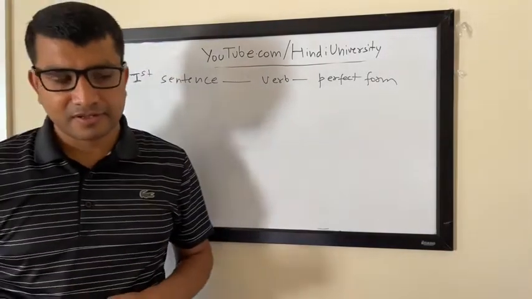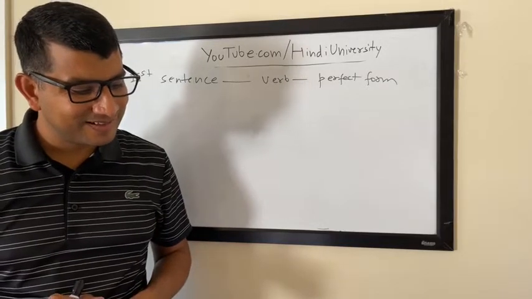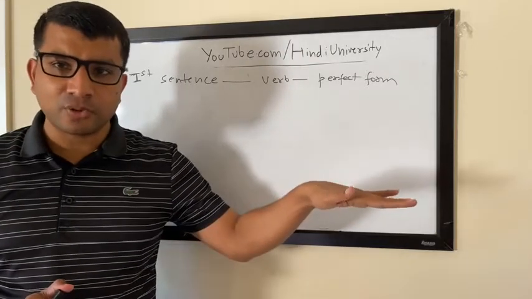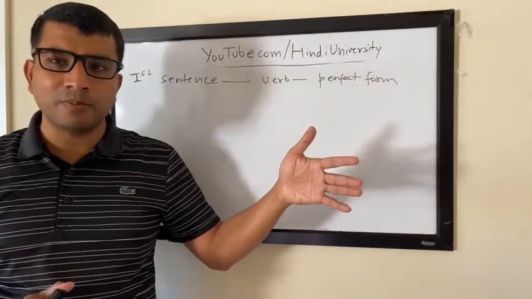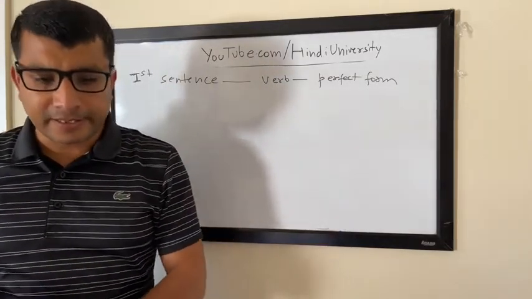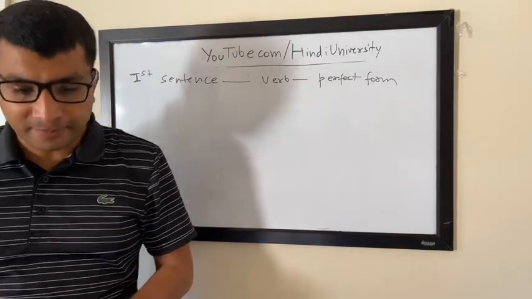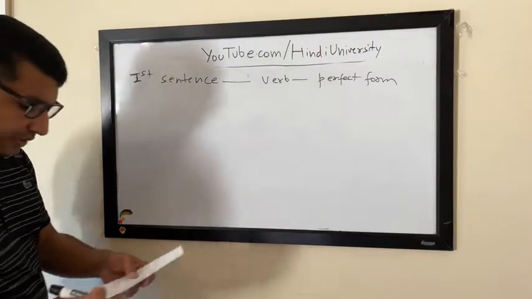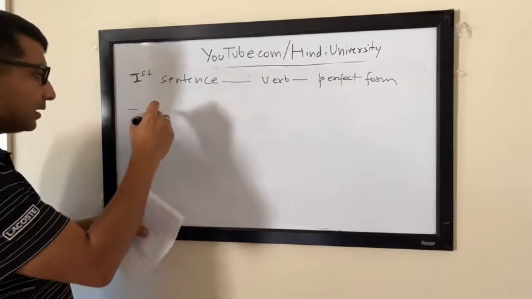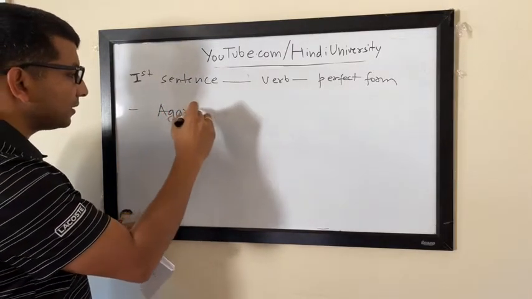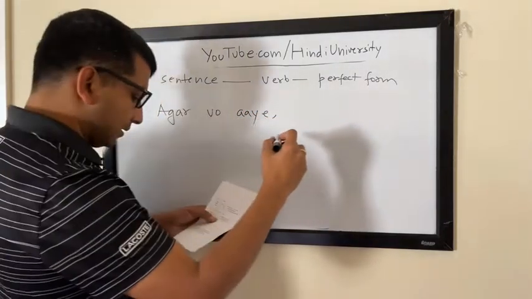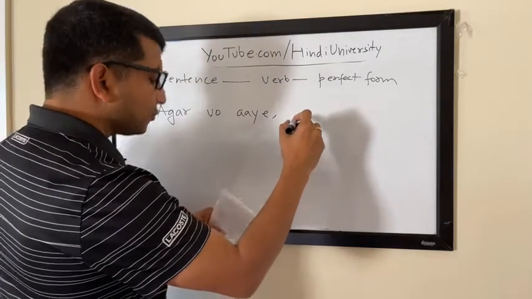If you wrote, if it rains, then my brain will automatically translate it as agar barish hoti hai. Don't worry about the English part that I wrote, because I wrote it in the first form. My point was to think about that sentence as assuming it rains. So now try to think completely in Hindi. Let's say the sentence is: agar wo aaye to hum milenge.